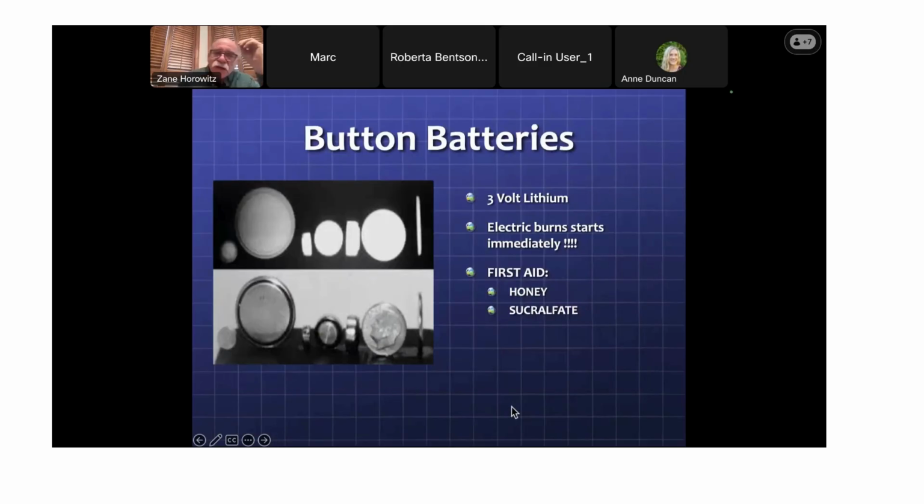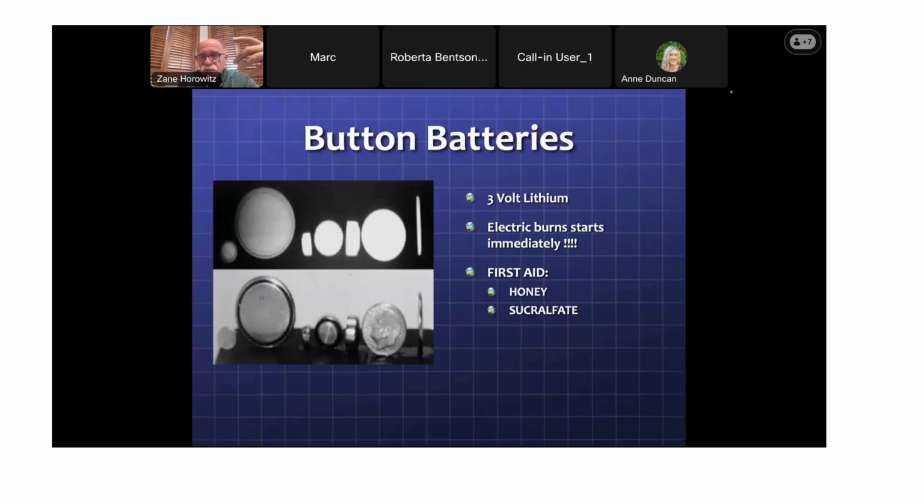The other bad actor is button batteries. These don't go down as far because they're usually big. It's usually the 3-volt lithium battery that's used in so many little handheld devices that we worry about. They start burning immediately. And we should tell them first aid at home is to take a teaspoon of honey every 10 to 15 minutes to put a coating around it so the burning is lessened. It's not completely removed, but it's lessened by the honey.